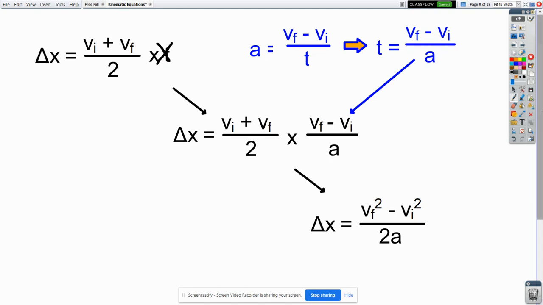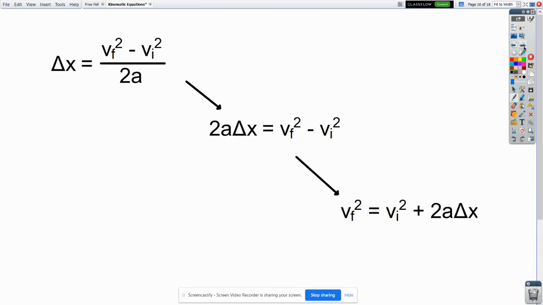Now we got to simplify that mess. Vi plus Vf times Vf minus Vi is Vf squared minus Vi squared. And then 2 times a for the denominator. Now all we got to do is solve this thing for Vf squared. So the first thing I do is I multiply both sides by 2a. That gives me 2a times delta x equals Vf squared minus Vi squared. Then I get the Vf squared by itself. I just add Vi squared to both sides, and I have my kinematic equation.